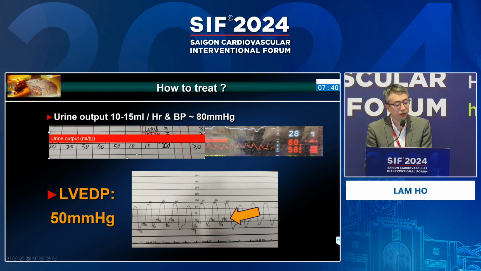And you see the urine output decreased to 10 ml per hour, and systolic BP was just 80. This was the highest LVEDP I have ever seen, 50. And how to treat this situation is, we say, internal wet but outside dry. You give fluid, the patient will have congested lung, intubation. You give inotrope, it will venous shunt down and more pulmonary edema because of increased afterload.